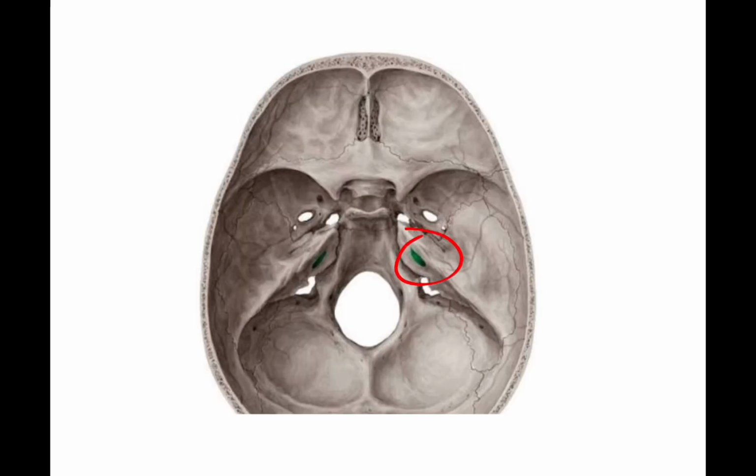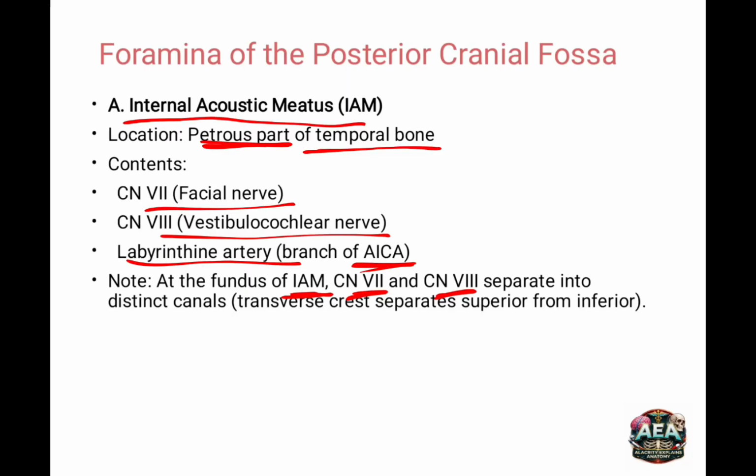So this is our internal acoustic meatus. We are saying that at the fundus of the internal acoustic meatus, its contents, specifically the facial nerve and the vestibulocochlear nerve, separate into distinct canals.